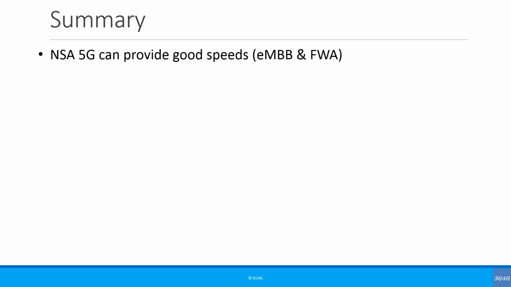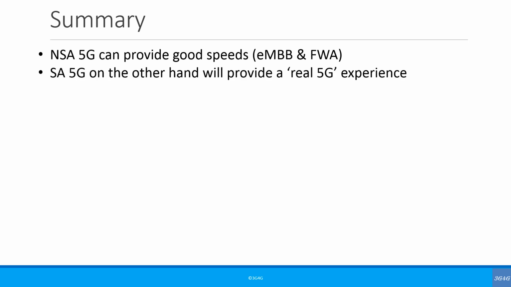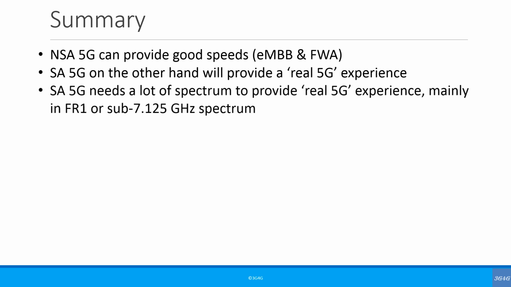So in short, I'm assuming you get an idea of what I've been trying to explain. Non-standalone 5G can provide great speeds. You have your en-gNB, and the fixed wireless access case works great with non-standalone 5G. Standalone 5G, on the other hand, can provide a real 5G experience. This means low latency and also the massive machine type connectivity kind of experience. But standalone 5G would need a lot of spectrum to provide a real 5G experience, and this is mainly in the FR1 or sub 7.125 gigahertz spectrum.